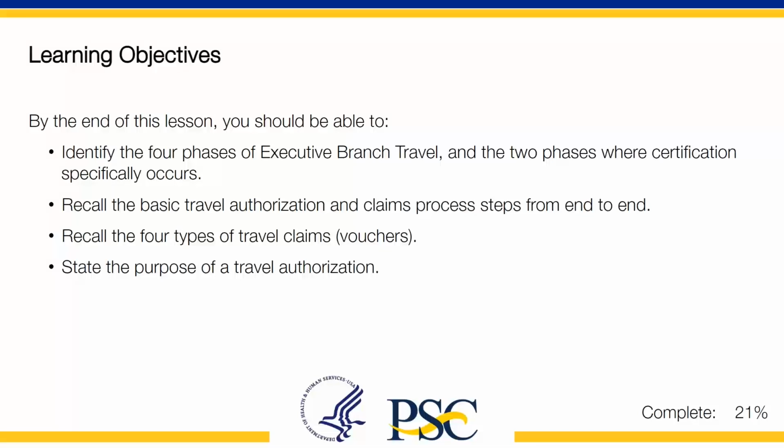By the end of this lesson, you should be able to identify the 4 phases of executive branch travel, and the 2 phases where certification specifically occurs. Recall the basic travel authorization and claims process steps, from end to end. Recall the 4 types of travel claims, vouchers. State the purpose of a travel authorization.